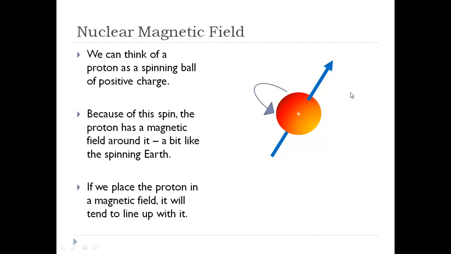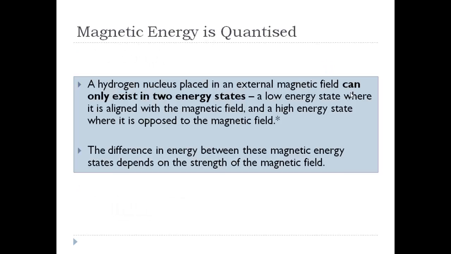Now, if we place this proton into a magnetic field, you would expect it to line up with the magnetic field, which it does in a fashion. So if we put a hydrogen nucleus into an external magnetic field, the strange thing is that it can only exist in two allowed energy states. A low energy state where it's aligned with the magnetic field, or approximately aligned with the magnetic field, and a high energy state where it's opposed to the magnetic field. I've put a little asterisk there to remind myself that this is a simplification.